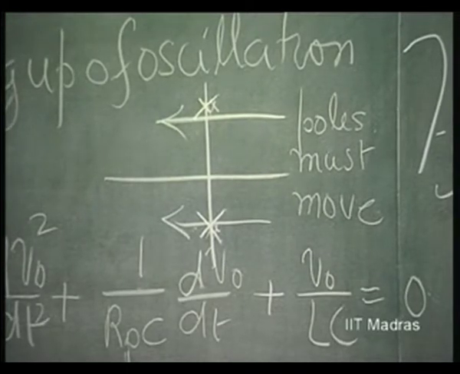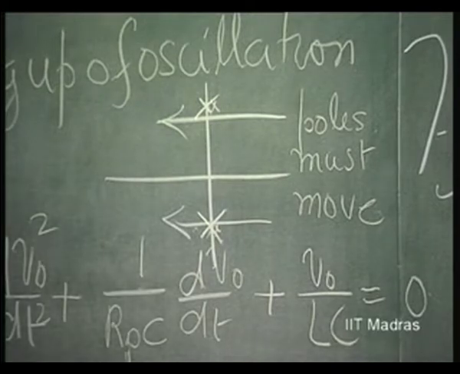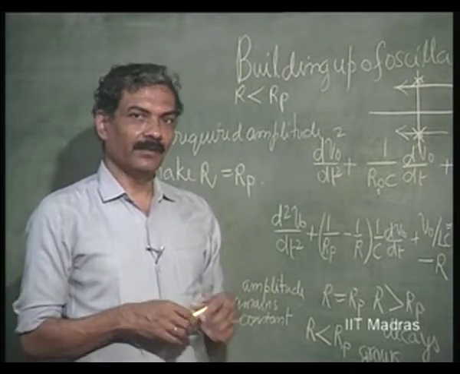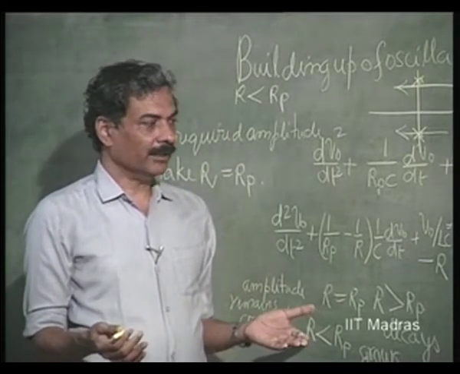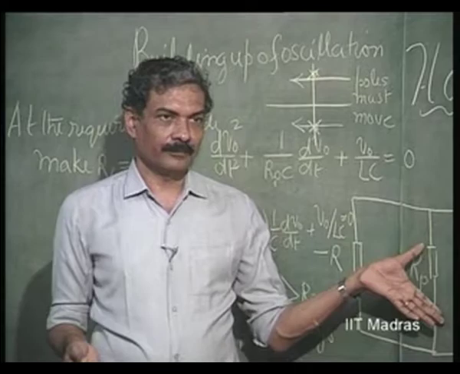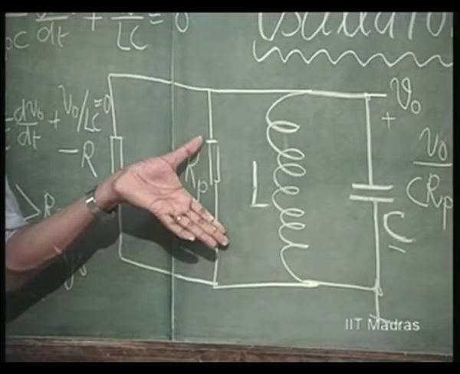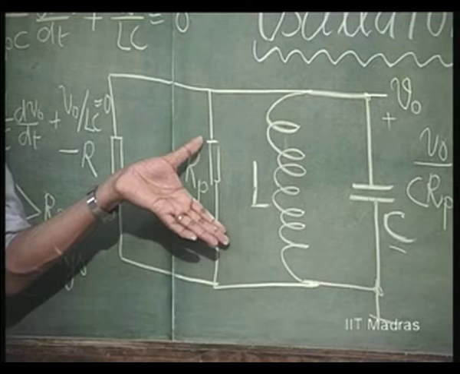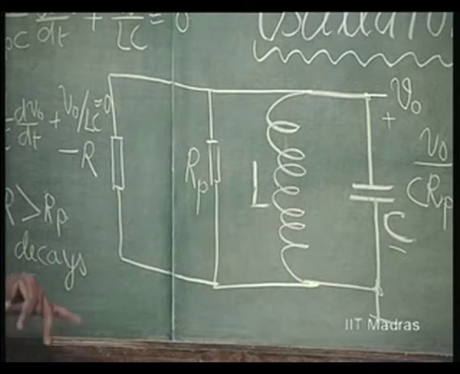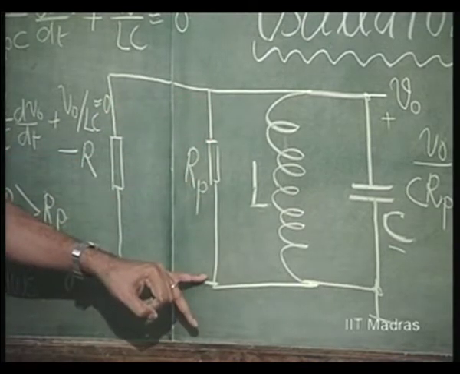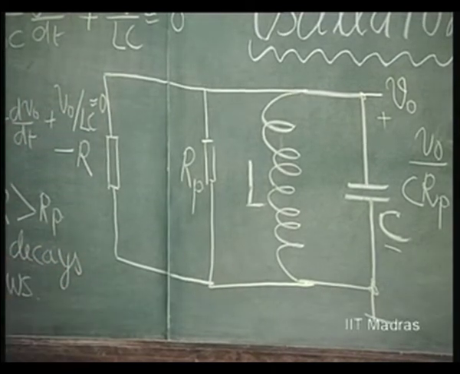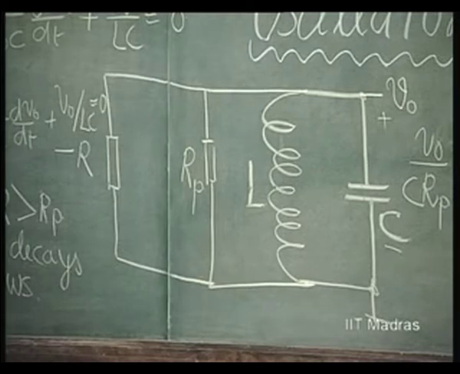So, this covers the basic theory of amplitude stabilization for any oscillator. Now, we have discussed what is called a two terminal oscillator, the negative resistance oscillator, wherein I have put an inductor and a capacitor of practical value whose loss component is represented as Rp, and I am putting a negative resistance.